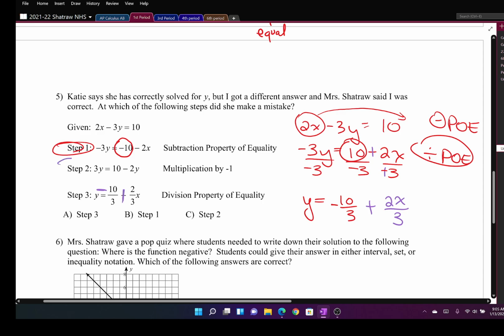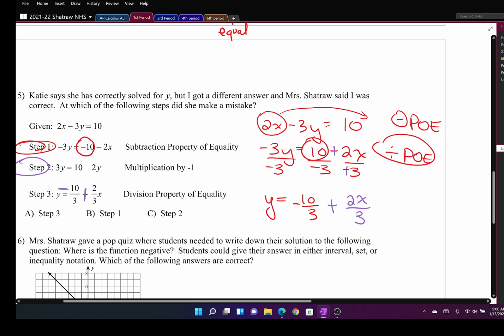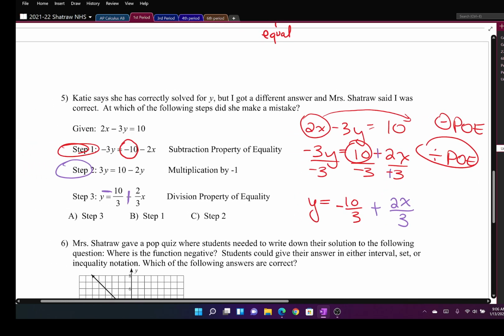So when I look back at step 2, I see, oh, look at this. This is so wrong. Look at it. She turned a -2x into a -2y. So guess what? Choose all that apply should have been written at the top of this problem.